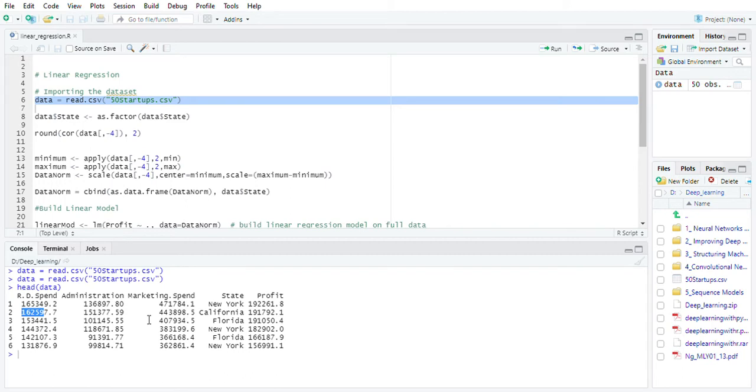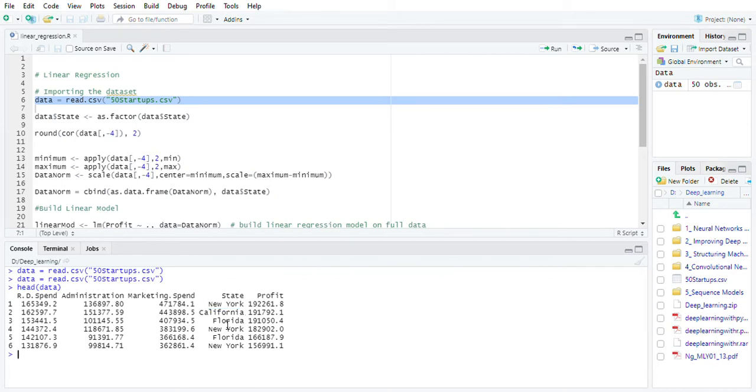So the idea of linear regression is to see which attribute has a significant effect on the profit. In other words, if they increase the amount of research and development, will they get much profit? And so on. As you might know, for example, the state is New York, California, Florida.